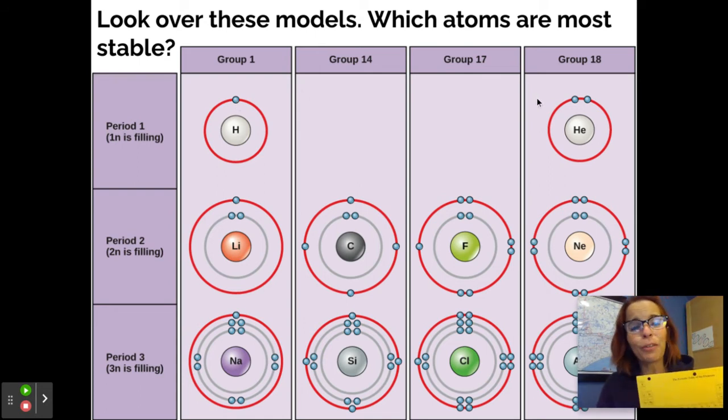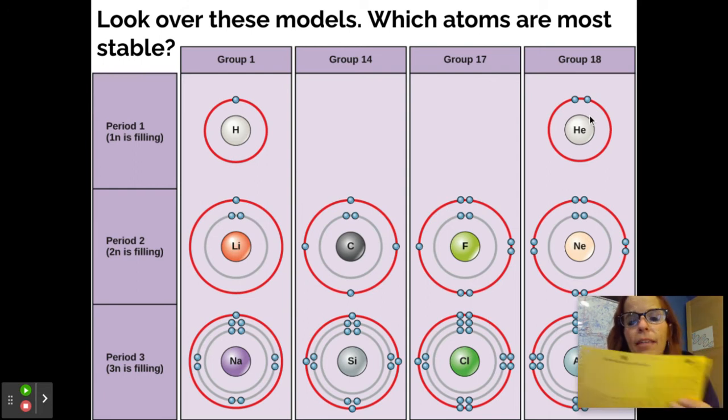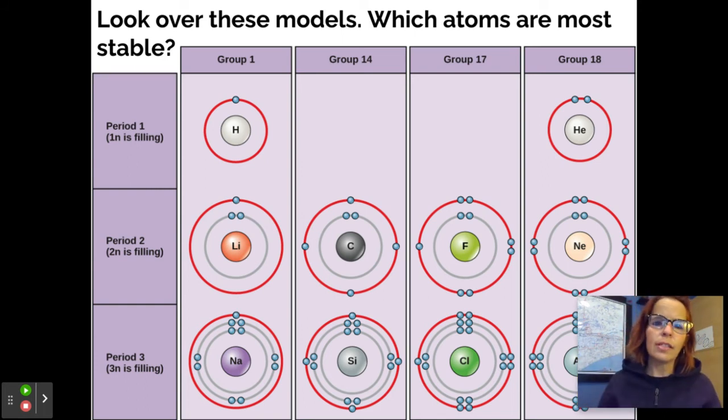So the element that would be stable is helium. Helium is on the other side. Helium has 2 electrons and they're in the innermost shell. So helium is actually stable and it's one of our noble gases. And if you don't have that labeled on your periodic table, it's a good idea.